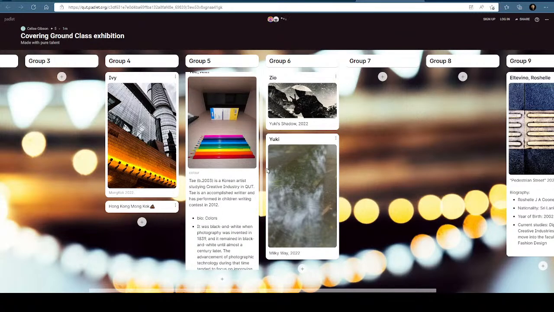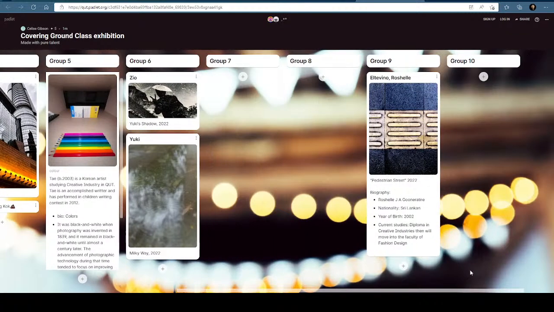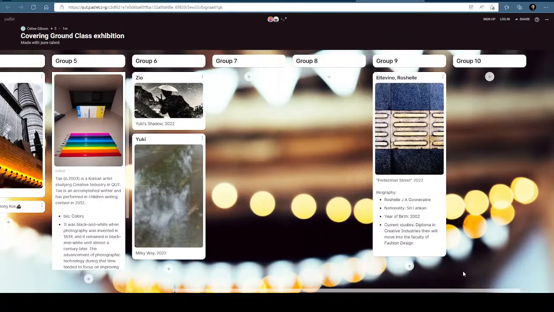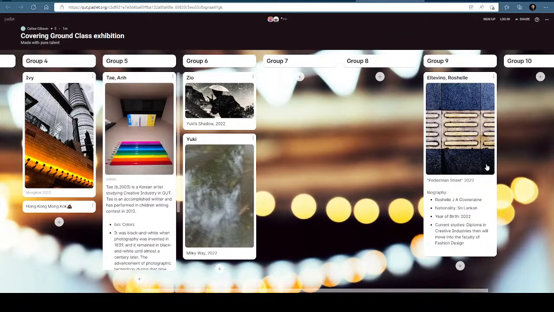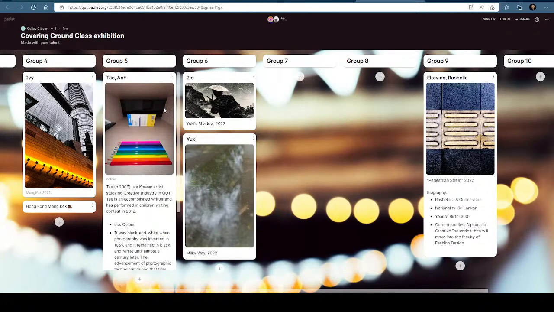I think the others didn't put the biography following. Yeah, seems like they put it. Only group 5. Yeah. And I think there is not a biography. Oh yeah, they are a Korean artist studying international justice. Yeah, that's a correct biography. Yeah.